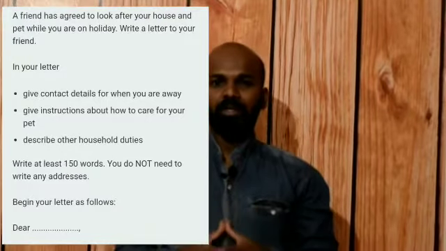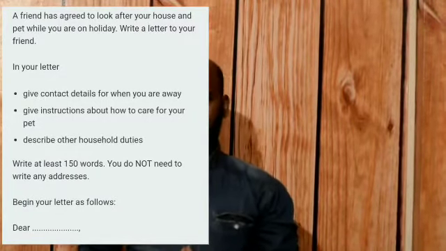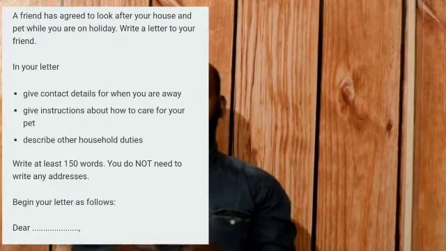Before I get into the detail, let me give you a quick overview of how the question appears. In your general IELTS writing task 1, in the question, first you will have a situation or a scenario. For example, a friend has promised you that he will look after your pet while you are on a holiday. So write a letter to your friend.